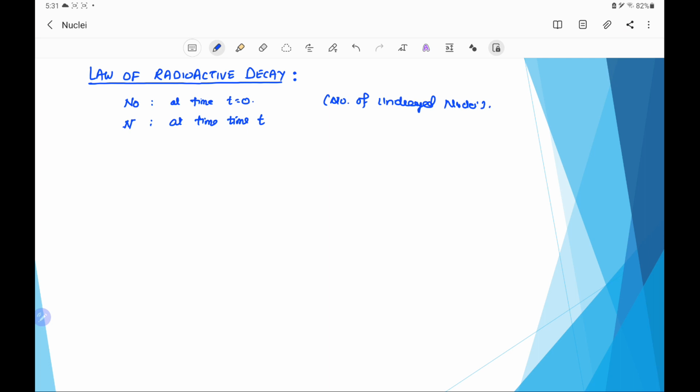Then as per the law of radioactive decay, the rate of decay of the nuclei, that is minus dN by dt, where minus refers to the number of undecayed nuclei decreasing with time, is proportional to the number of nuclei remaining at a particular instant. So if we turn the proportionality into an equality, we write dN by dt is equal to minus lambda into N, where lambda is the decay constant.